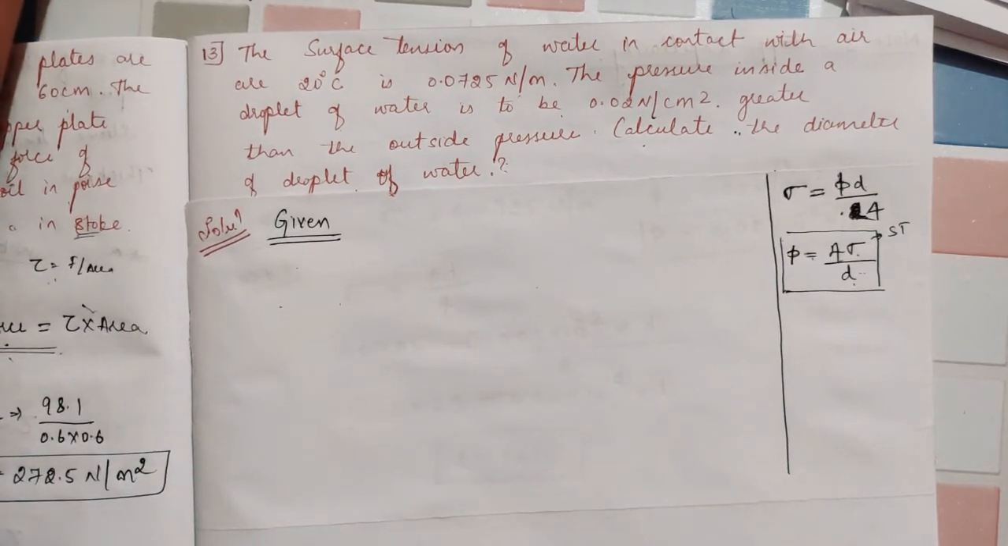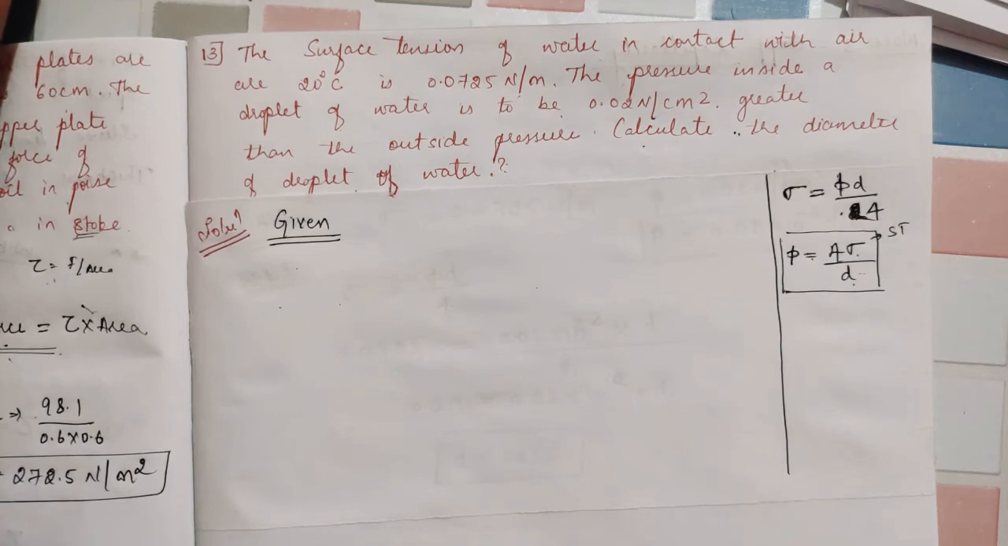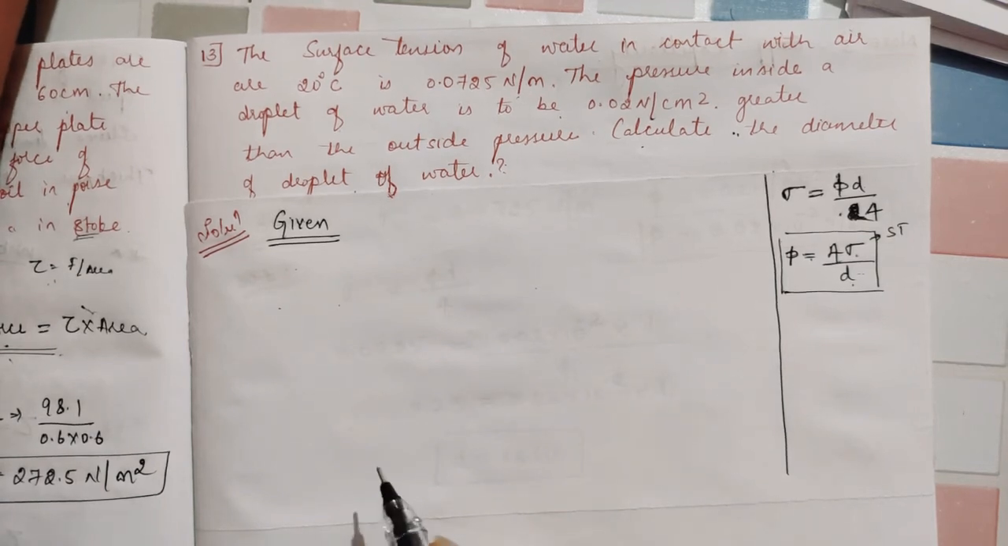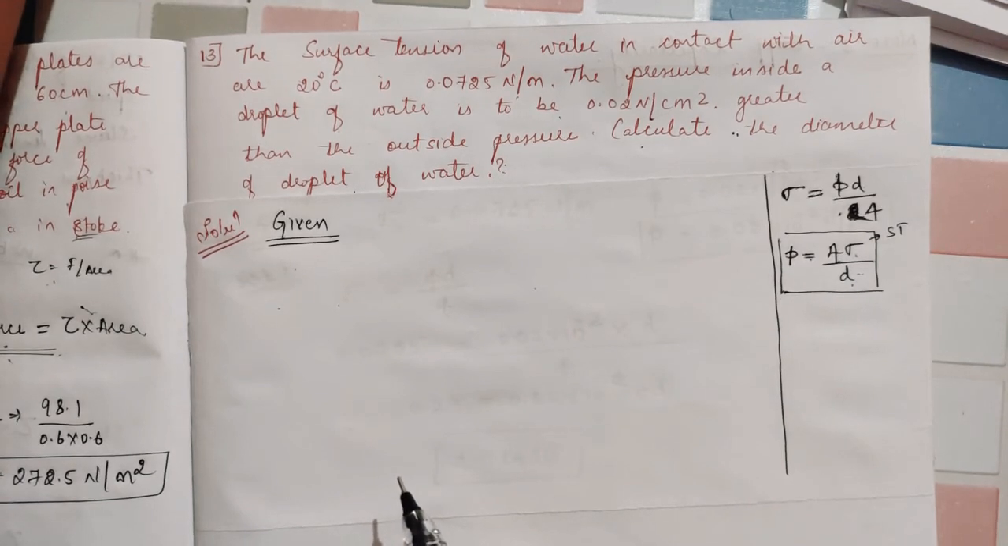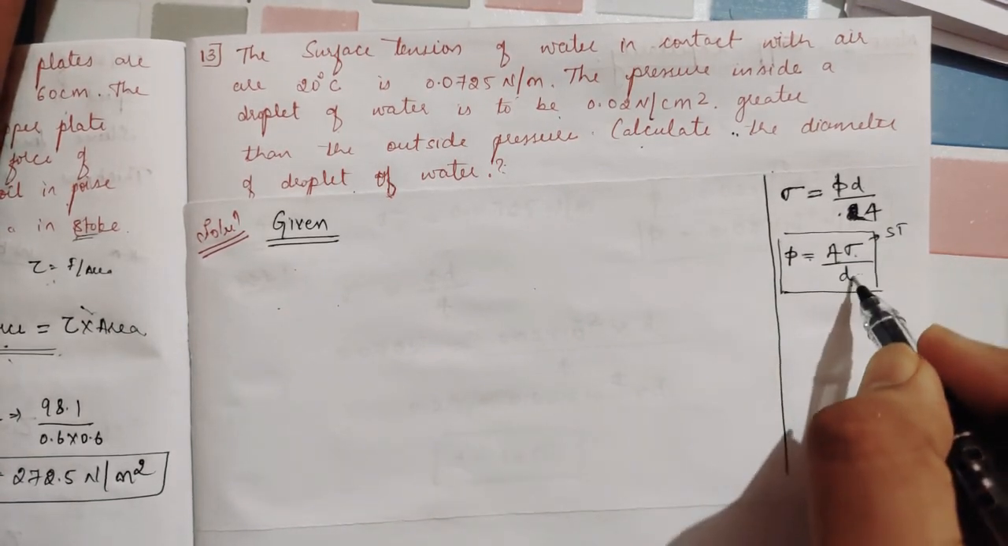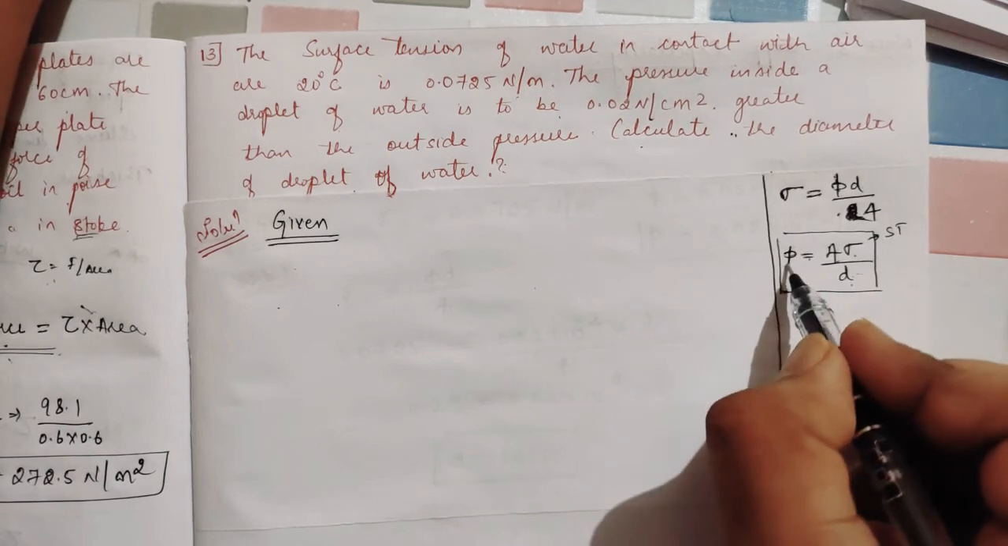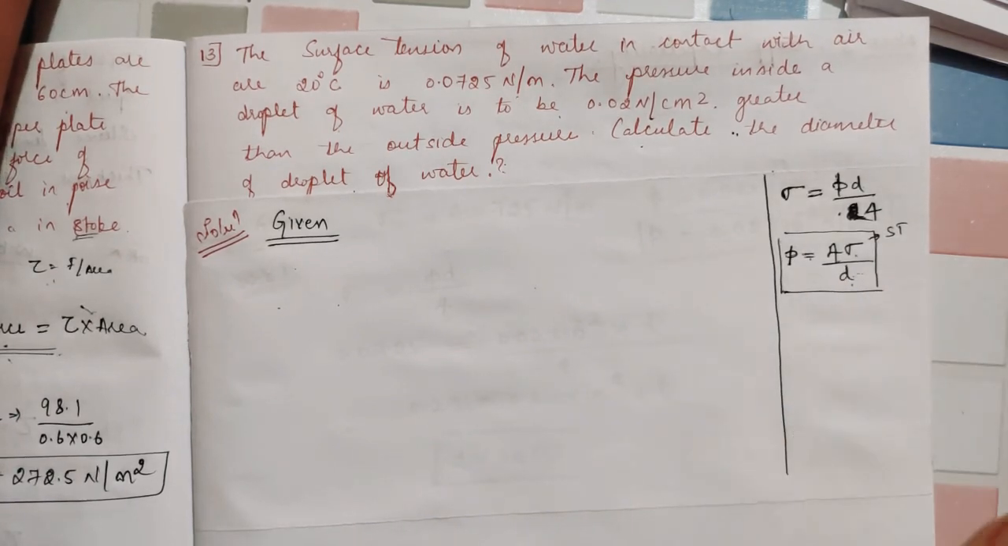The surface tension of water in contact with air is given as 0.0725 Newton per meter. The pressure inside a droplet of water is given to be 0.02 Newton per centimeter square greater than the outside pressure. Calculate the diameter of the droplet of water. Pressure is given, surface tension is given.